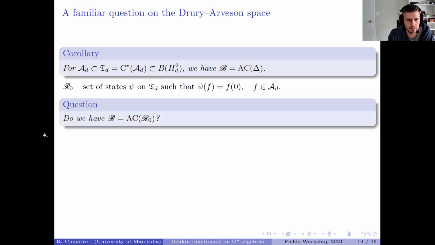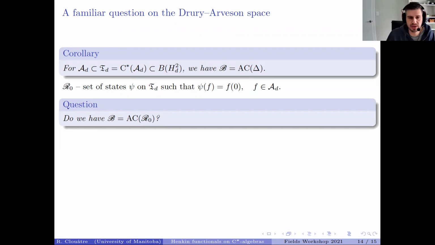So let me denote by R0 the set of states on the C-star algebra which reproduce evaluation at the origin on AD. And then, inspired by the Colojoară-Foiaș theorem, you can ask yourself, is it true that my set B is equal to all those functionals that are absolutely continuous with respect to something in R0? And the answer to this question is, I don't know. I don't know what the answer is.